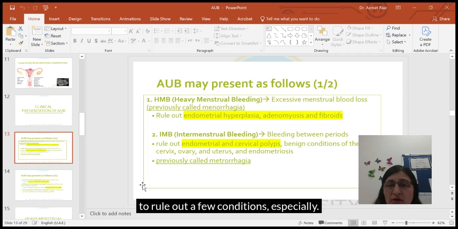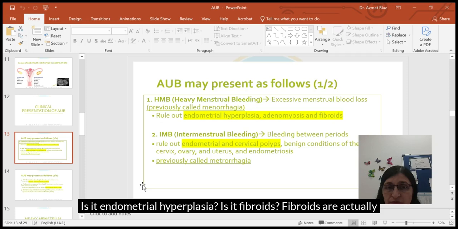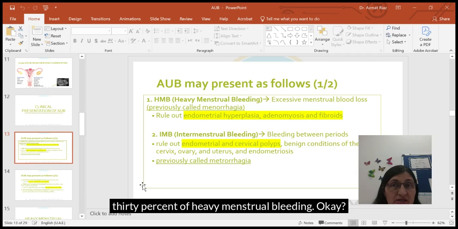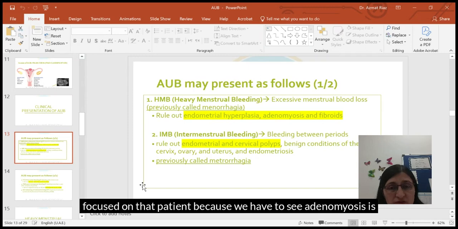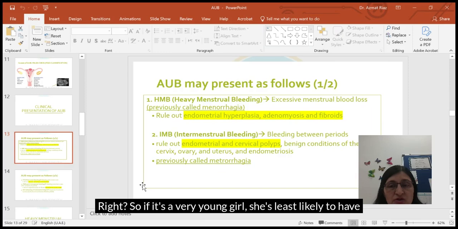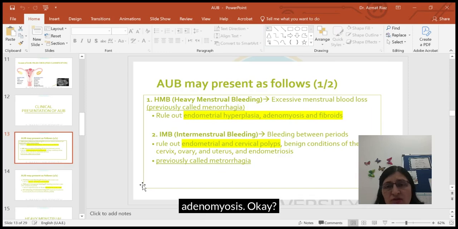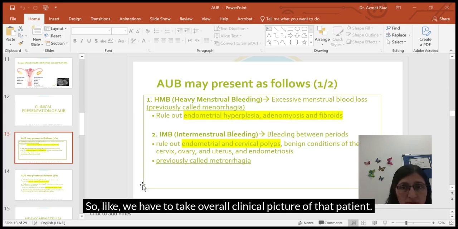The list of conditions which may cause heavy menstrual bleeding is long, but we always have to rule out a few conditions, especially. Is it endometrial hyperplasia? Is it fibroids? Fibroids are actually 30% of heavy menstrual bleeding. And is it adenomyosis? Now each patient is different. That's why we have to take a detailed history focused on that patient, because adenomyosis is usually in middle-aged women, right? So if it's a very young girl, she's least likely to have adenomyosis. We have to take the overall clinical picture of that patient.